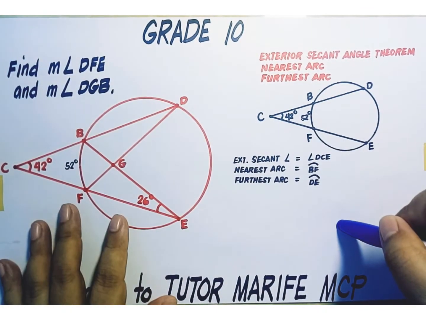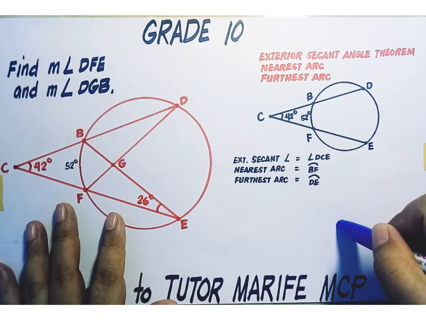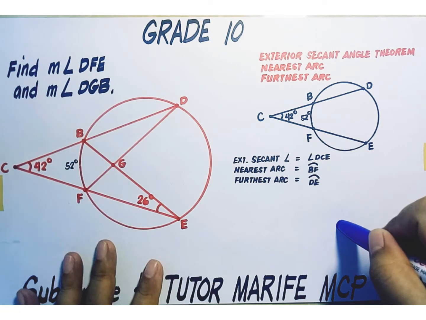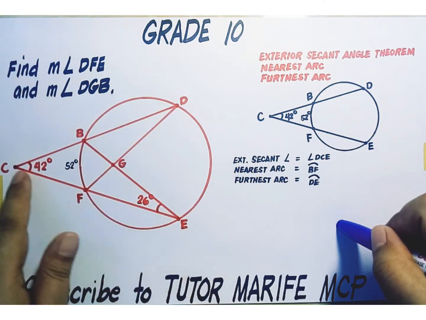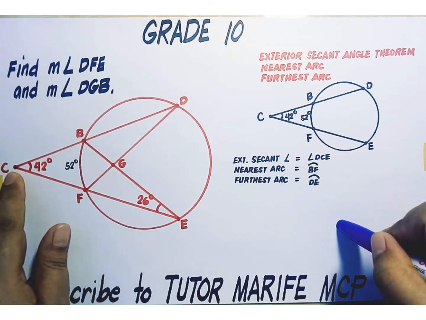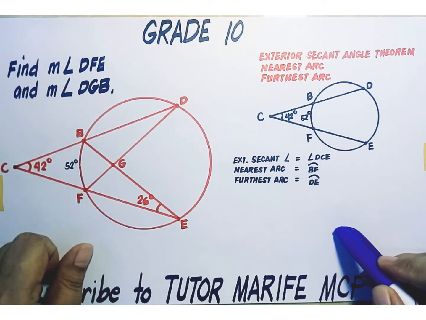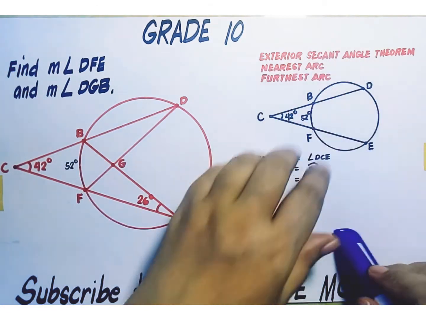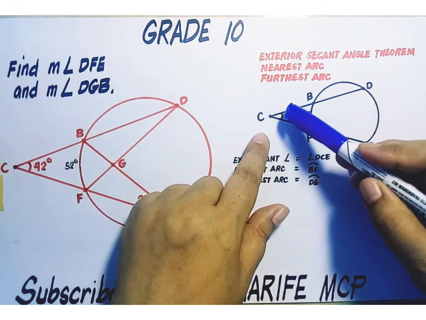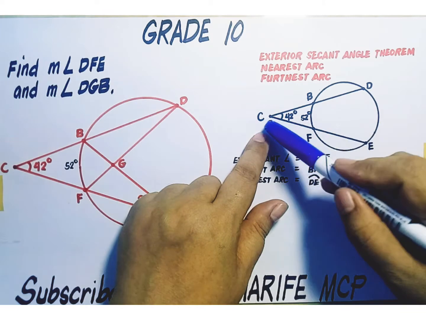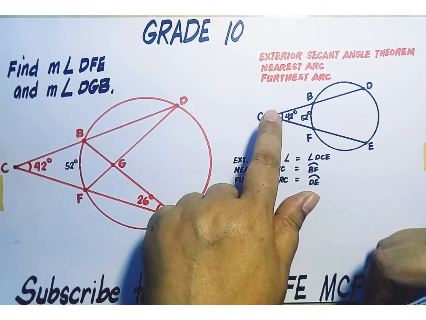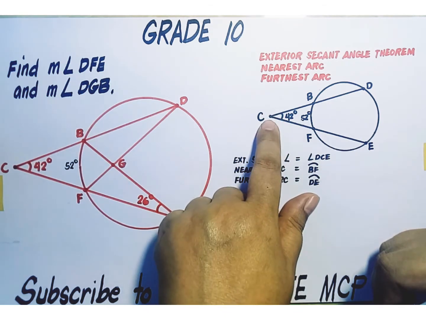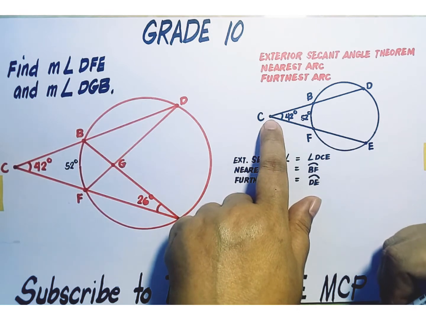For the second part of our solution, let's focus on two secants intersecting outside a circle. Refer back to the given figure. We have secants DC and EC intersecting at point C, which is outside the circle. I have drawn the two intersecting secants separately. Let's refer to this figure. The angle formed by the two intersecting secants is angle DCE or angle C. Remember that we can also name an angle using vertex only if there are only two segments extending from a point.